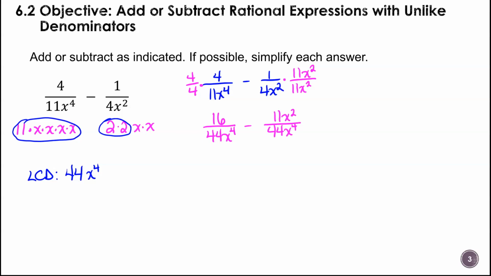So next step is to add these or subtract, in this case subtract. So it's 16 minus 11x squared over 44x to the fourth. Now, if we could simplify this, we would do so, but you would need to be able to factor out a common factor, and there is no common factor to factor out. So that one's done.